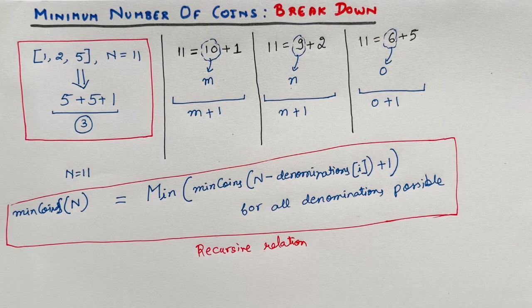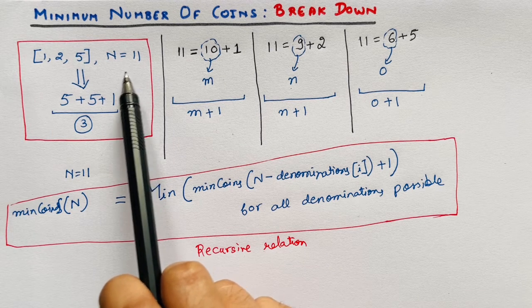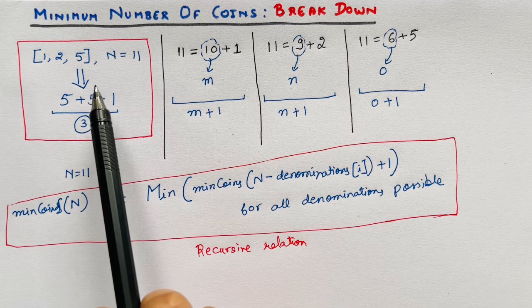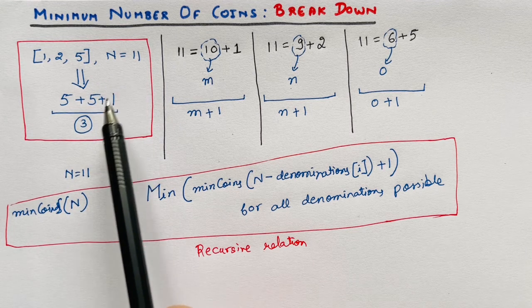Before we move to the bottom-up approach, let us briefly recap how we solved this problem using the top-down dynamic programming approach. First of all, we tried to see if we could use the answers to smaller problems to derive the answer for our larger problem. So our aim was to form the amount 11 using these denominations 1, 2 and 5. So we thought, how can we break this down into just the next smaller problem?